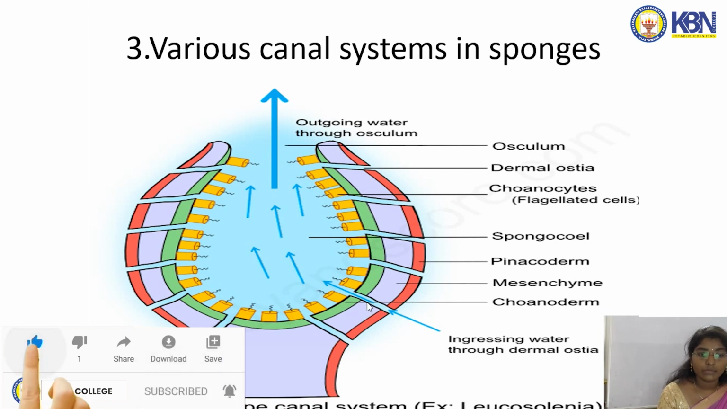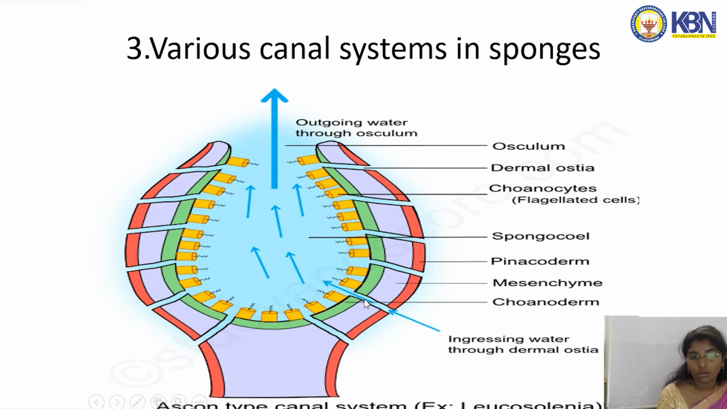Water ingresses through the dermal ostia. Water enters into sponges through the dermal ostia in this way and comes out through the osculum. This type we can observe in Leucosolenia. In Leucosolenia sponges we can observe this Ascon type of canal system.